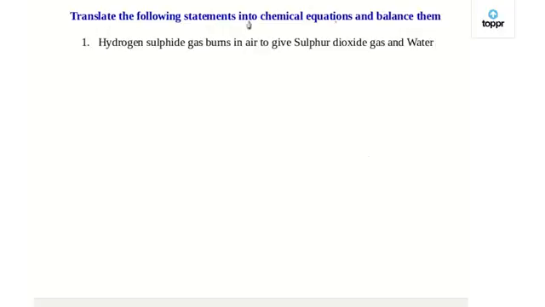Translate the following statements into chemical equations and balance them. Here we have to use our knowledge of writing chemical formulas and symbols of elements that we just learned. Okay, let's start with the first one. It says hydrogen sulfide gas burns in air to give sulfur dioxide gas and water.